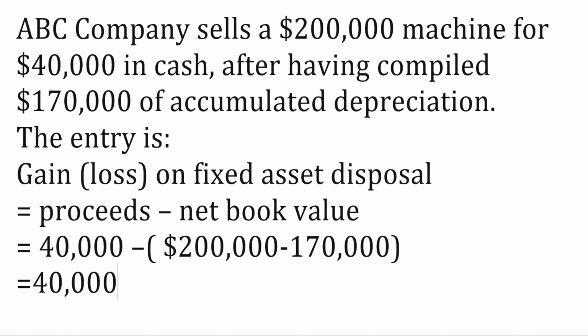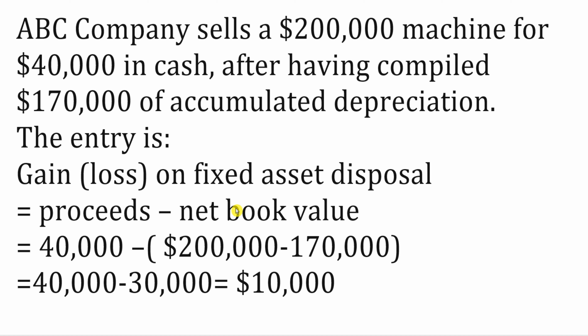40,000 minus 30,000. So we got 10,000 as gain on fixed asset disposal. Then we can make the journal entry.